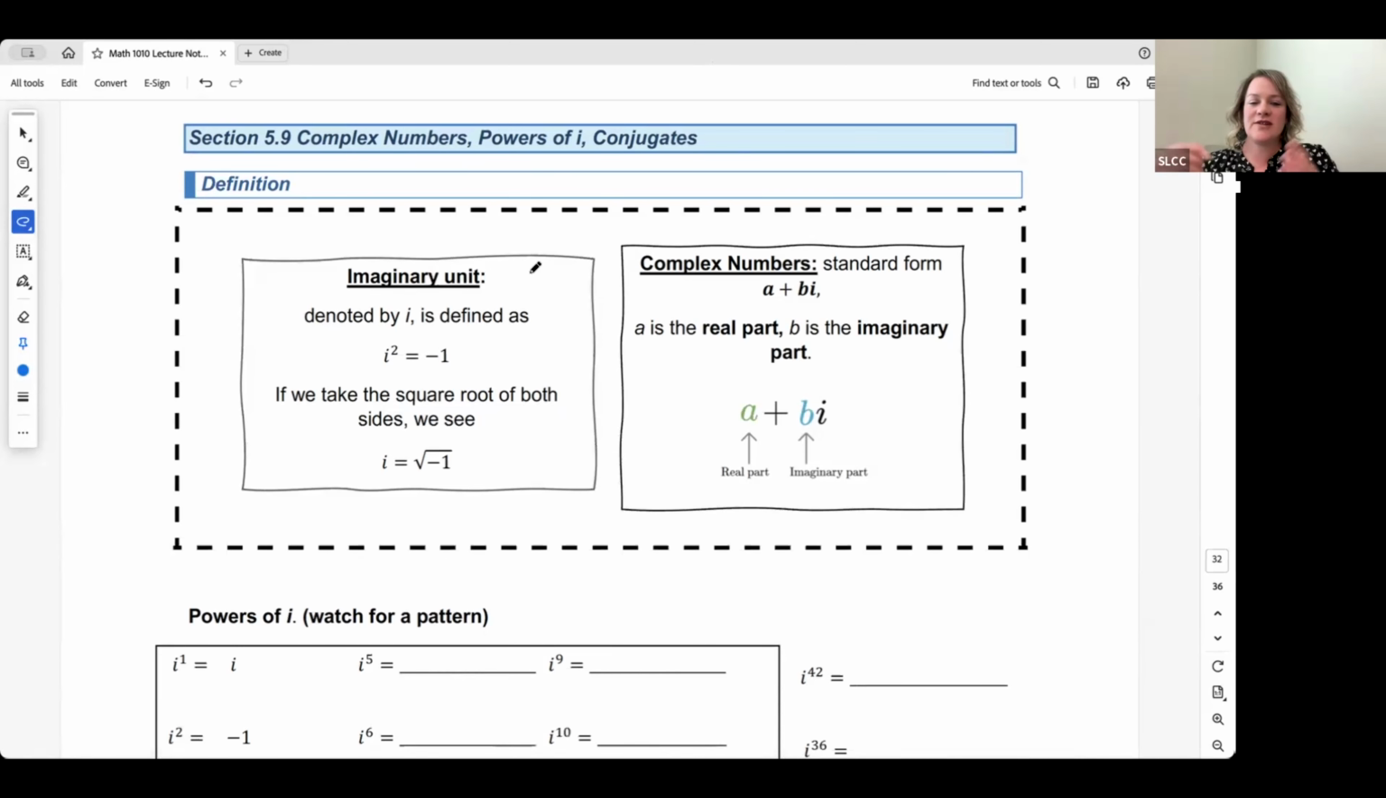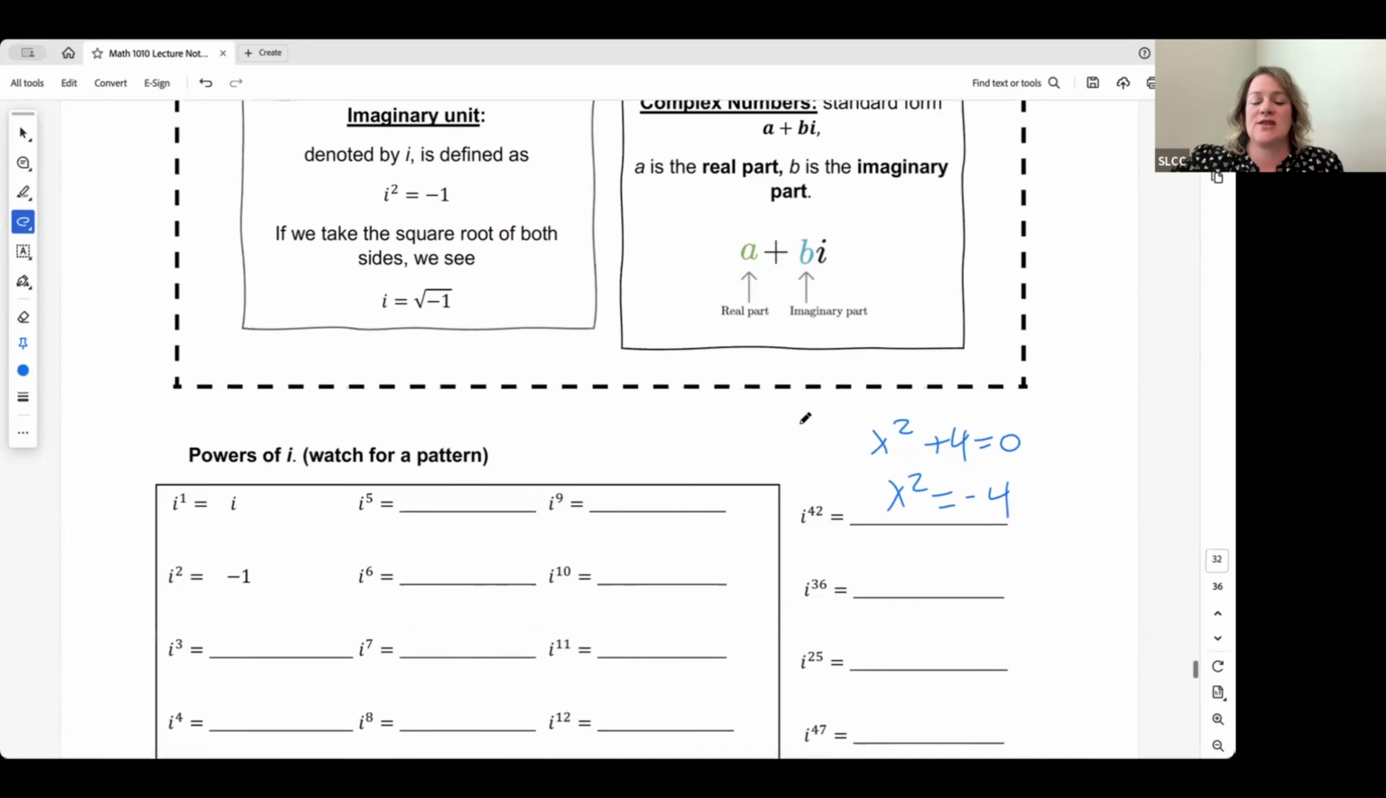So, all of a sudden, we had something like x squared plus 4 equals 0 when we were modeling something in the real world, and this is what we got. But then what? How do we solve for x? x squared equals -4. And in order to get x alone, we take the square root of both sides, and all of a sudden, x would equal plus or minus the square root of -4. So this is the square root of -1 times the square root of 4. And we didn't know what to do with the square root of -1.